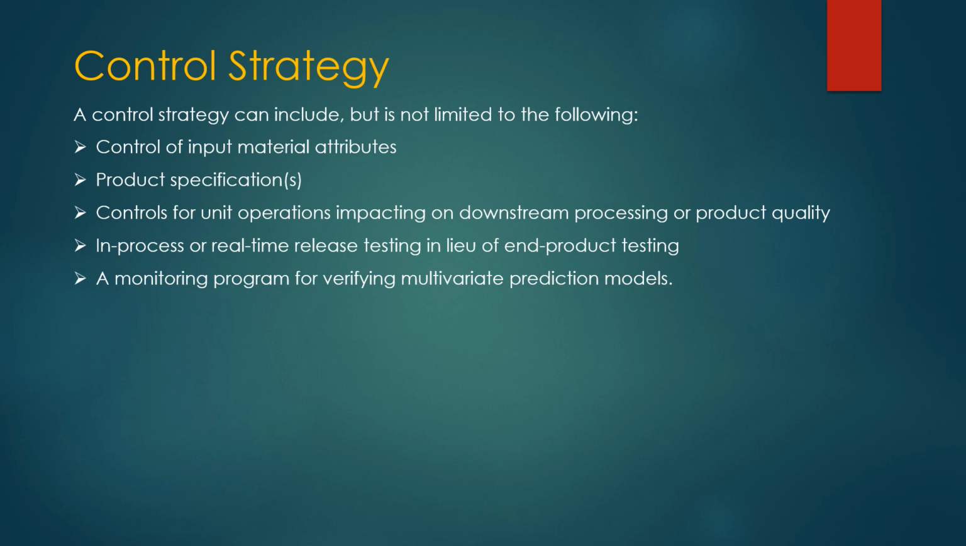In-process or real-time release testing in lieu of end product testing, for example measurement and control of CQAs during processing. A monitoring program for verifying a multivariate prediction model, for example full product testing at regular intervals. A control strategy can include different elements, and it could rely on end product testing or real-time release testing. Any of these elements or alternative approaches can be used by the applicant, who should provide the detailed rationale in the submission.